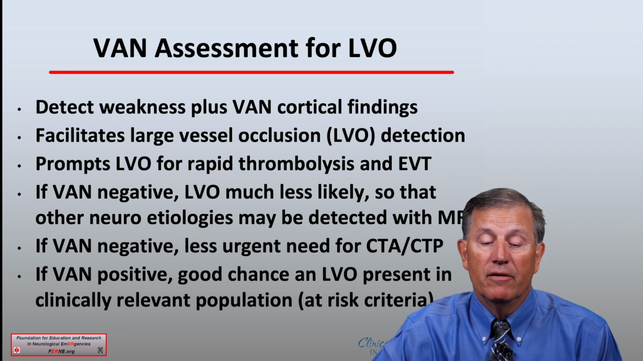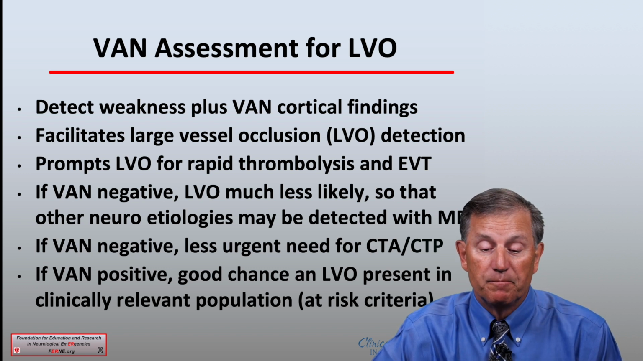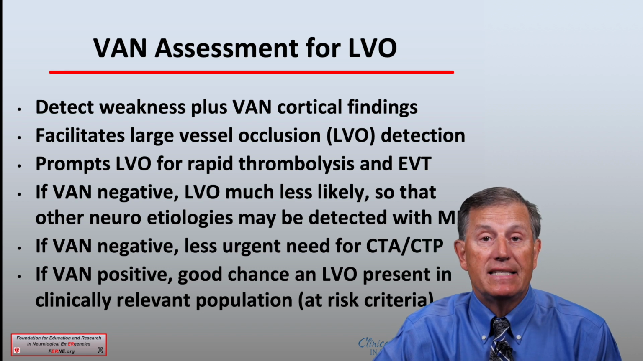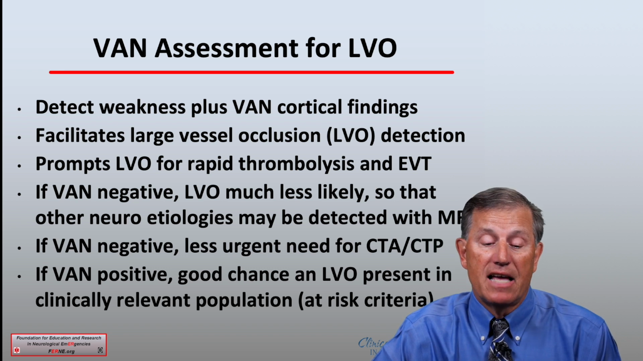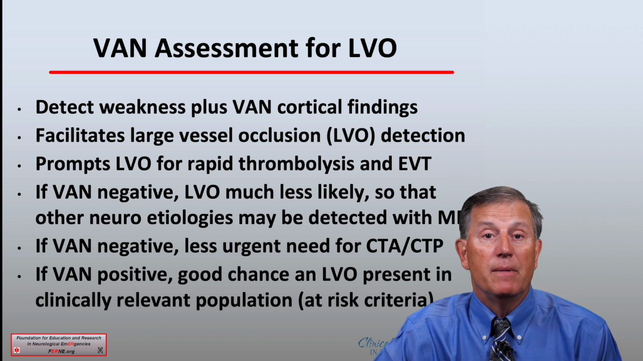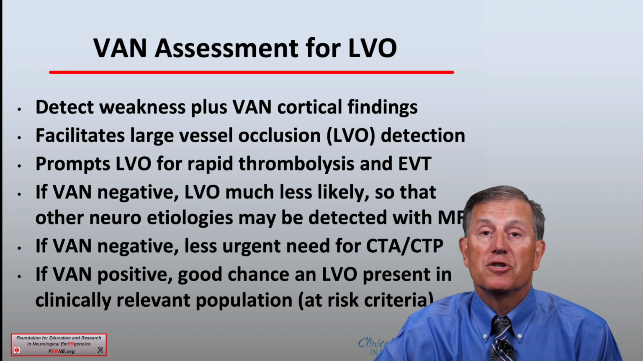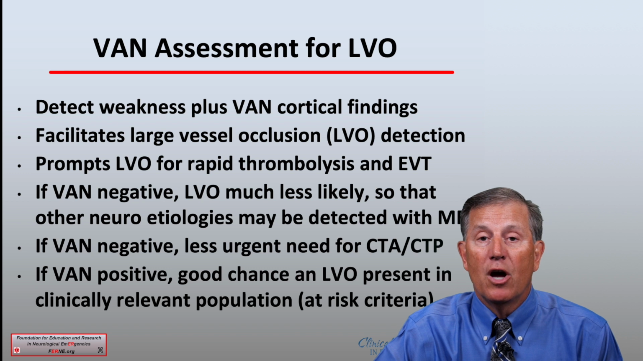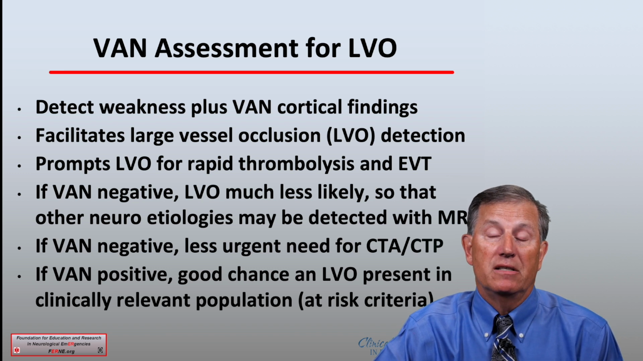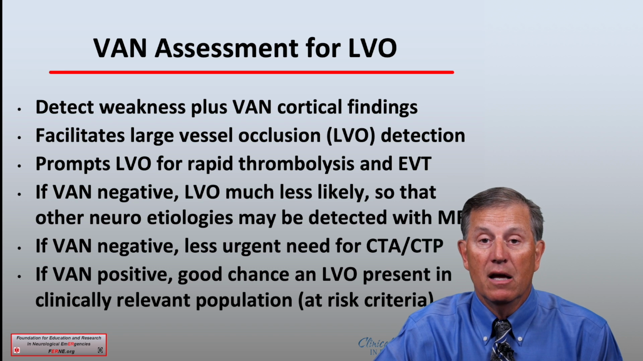If the VAN is negative, then LVO is much less likely, so that other neurological etiologies for the symptoms may be detected not with CT multimodal studies, but with MR testing. In other words, if the VAN assessment is negative, perhaps there's a less urgent need for CTA or CTP if it's not immediately available. And if the VAN is positive, there's a good chance that an LVO is present in a clinically relevant population of patients who are at risk, and we know that this was a 75% positive predictive value in this small study that had a 25% LVO rate.